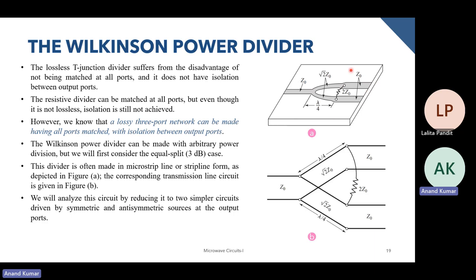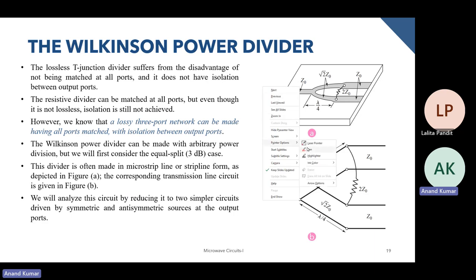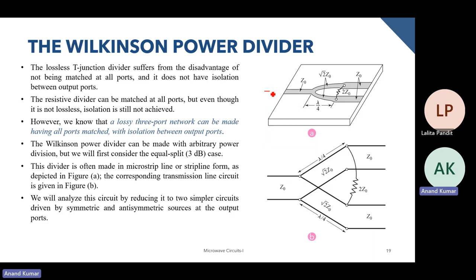But this particular network is not lossless, it is lossy because we have a resistor over here. But we will see that once some signal is, let me just switch back to a pen. If we send some signal over here, then we will receive equal power division over here, 3 dB. But if some signal is sent from here, it will be dissipated across this resistor. Or if some signal is sent from here, then it will be dissipated across this resistor. So this is how this works.